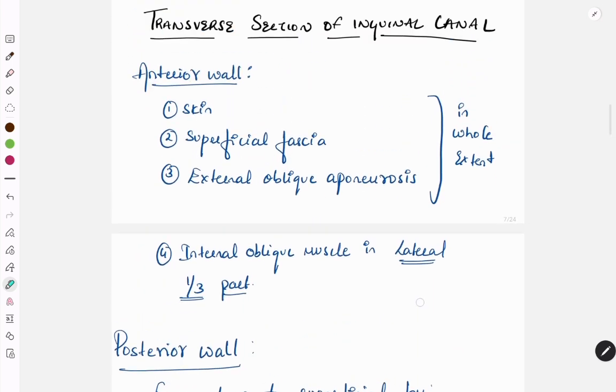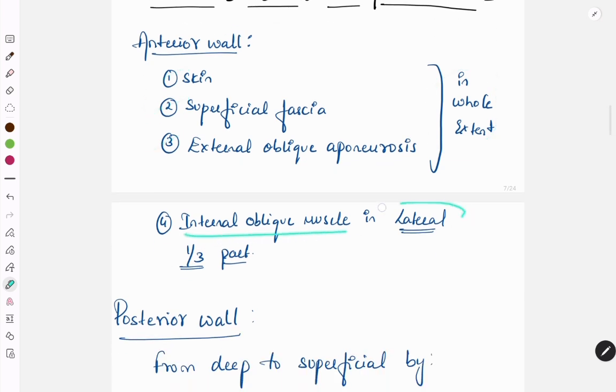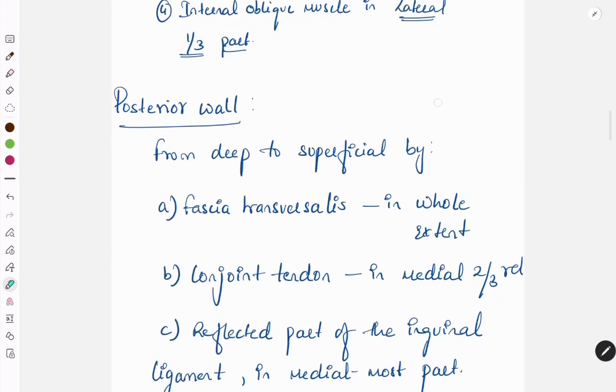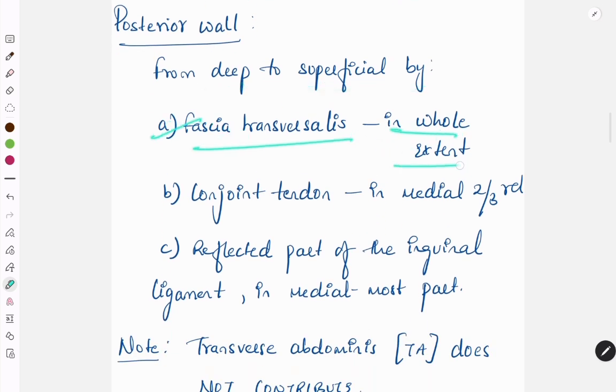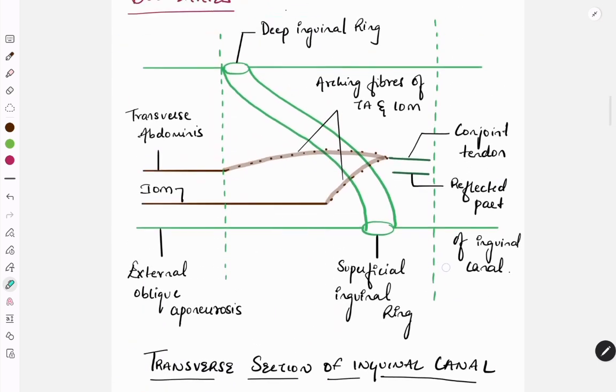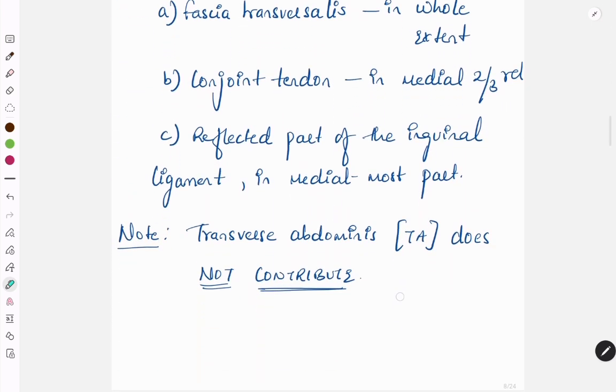So if we have to revise, in the anterior wall we have skin, superficial fascia, external oblique aponeurosis in the whole extent, but you have the internal oblique muscle only in the lateral 1/3 part. In the posterior wall, deep to superficial, first we have the fascia transversalis in the whole extent, then you have the conjoint tendon in the medial 2/3 part, and then you have the reflected part of the inguinal ligament in the medial most part. Okay, in the medial two-third part we have the conjoint tendon. In the medial most part we have the reflected part of inguinal ligament.